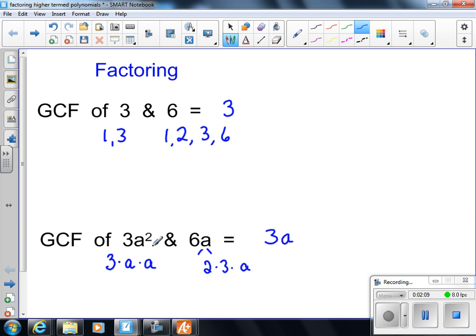And I kind of like to look at this as, you know, what do they have in common? What can I pull out of each? If I had to divide this term by something and this one by the same amount, what would that amount be? I could divide them both by a 3a. I could get a 3a out of both of them. Does that make sense?